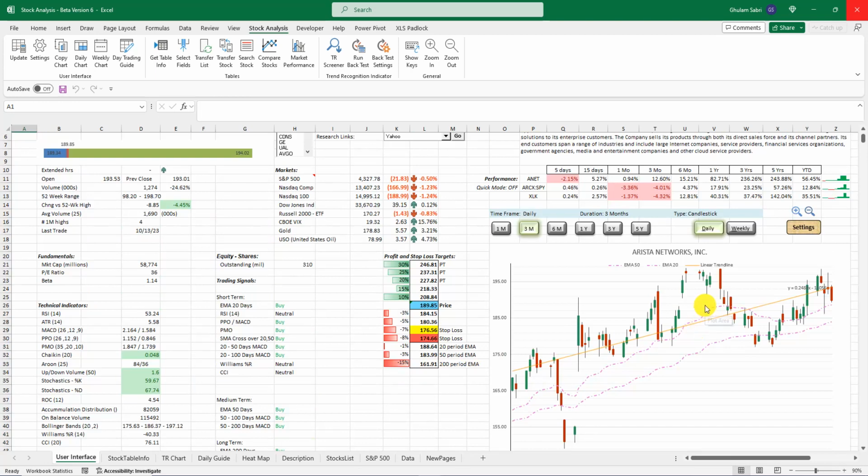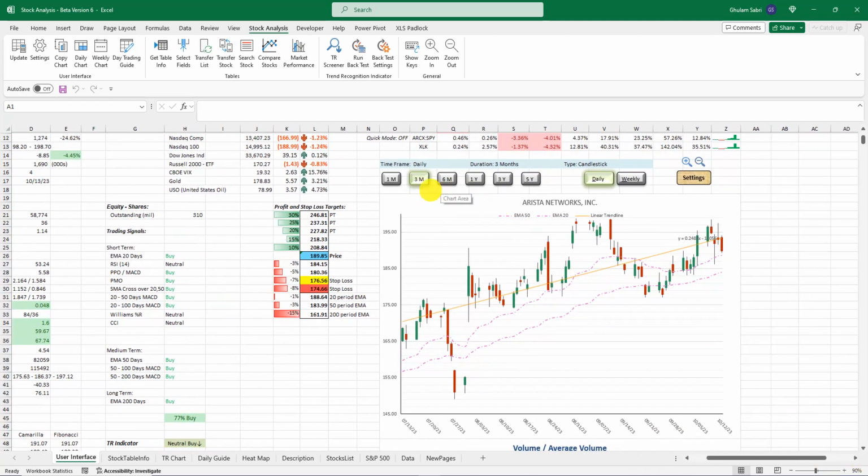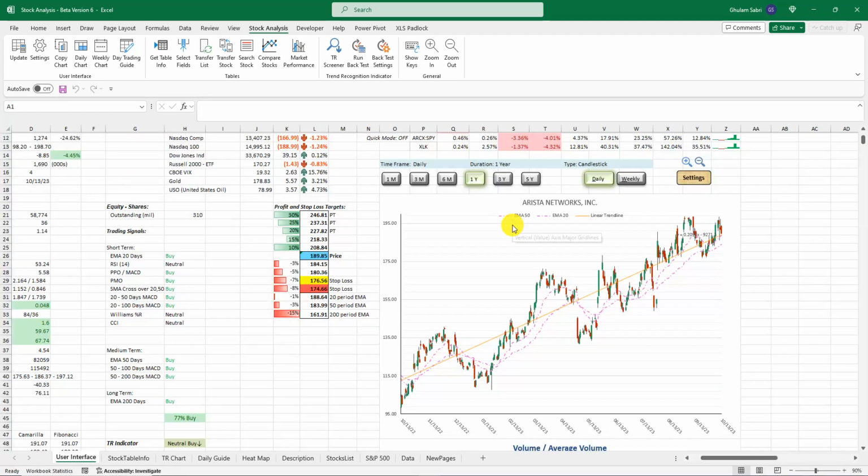Here we have some graphs. This particular graph is for ANET, and it's based on 3 months. We can select among the different time frames and the duration. So for duration, for example, we can select 1 year, and the graphs will be updated based on the 1 year of data. And now the graph has been updated. As you can see, duration is 1 year. Same we can do here.